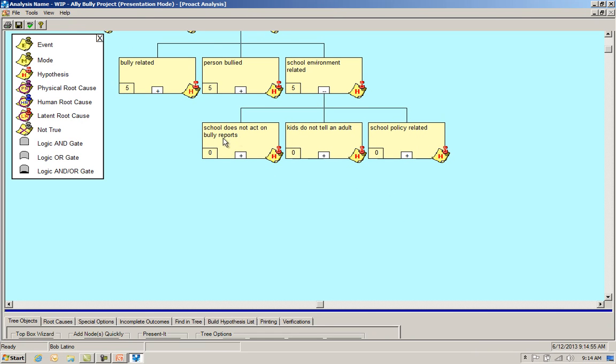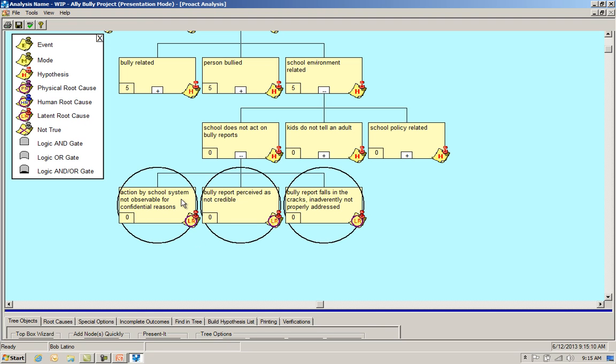So let's explore the school does not act on bully reports. Now notice here that I have zeros in here instead of 5s because I'm leaving this open to interpretation because it would be on individual circumstances. The action by the school system was not observable for confidential reasons. They took an action, but we just may not see it. The bully report was perceived as not credible. This gets back to the boy who cried wolf type of syndrome. Or the bully report falls in the cracks inadvertently, but it was never addressed regardless. So this just means we might be understaffed, we may have too many reports, but those are things that happen in reality.